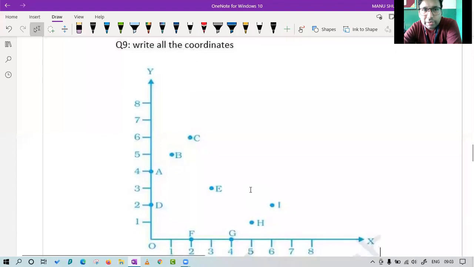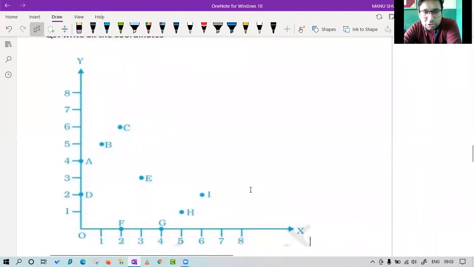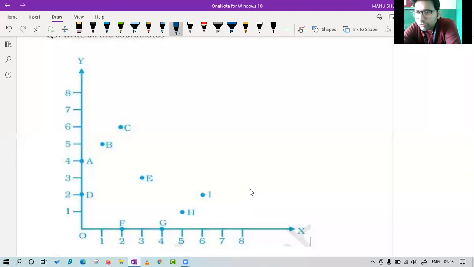Question number 9. Write all the coordinates. This is quite simple, so let's write one by one. Sir, but the multiplication part is not difficult in this question. No, Abhinav, it is not about this question.